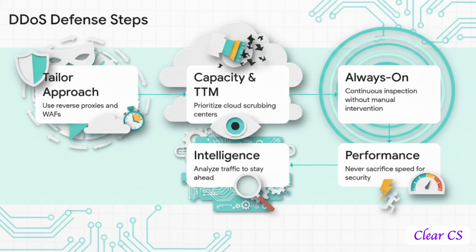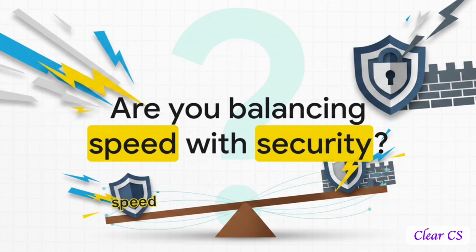Number 3, implement an always-on protection model so traffic is continuously inspected without ever needing someone to manually react. Number 4, ensure your security doesn't add unwanted latency, because legit users still demand instantaneous load times. And number 5, leverage intelligent, continuous traffic analysis to spot behavioral anomalies and stay one step ahead of those zero-day attack vectors. Which leaves us with this final thought.